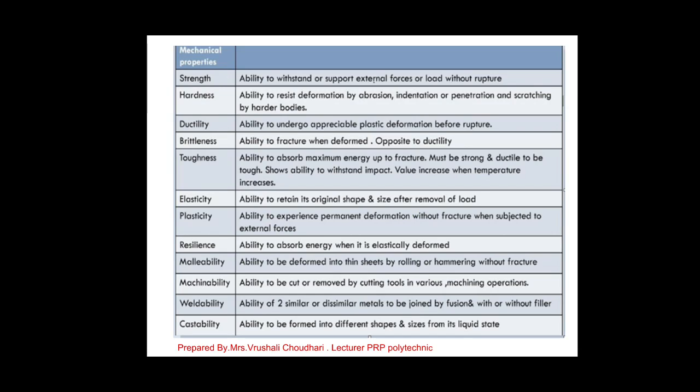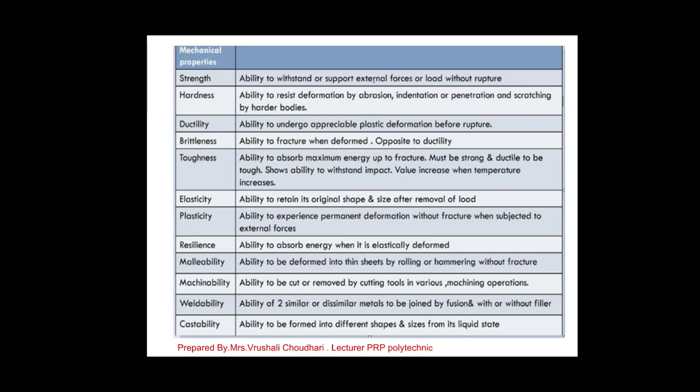It's called ductility. When we are stretching metal, it is going to convert into a thin wire. Deformation in the metal takes place. That is called ductility. Brittleness: the ability to fracture when deformed. Just like glass. Glass is brittle. It easily breaks into small parts. That is called brittleness.